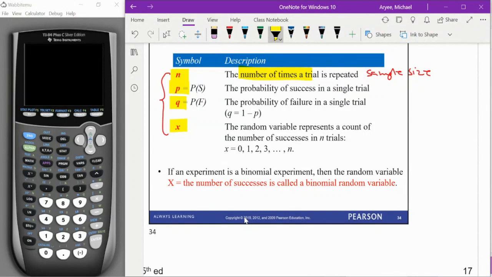The lowercase p represents the probability of success. So that's the probability of what the experimenter was looking for. And then we use the lowercase q to represent the probability of failure. Now, note that q is 1 minus p. And then we use x to represent the count of how many successes you have. So if I'm interested in the tails when I toss a coin, how many tails did I have when I toss a coin 10 times? That is your x. And we call that x the binomial random variable.